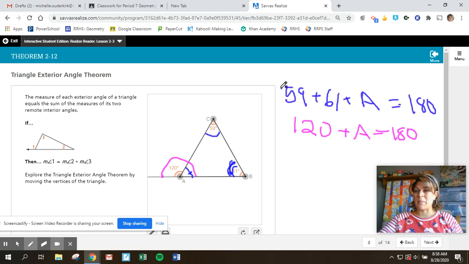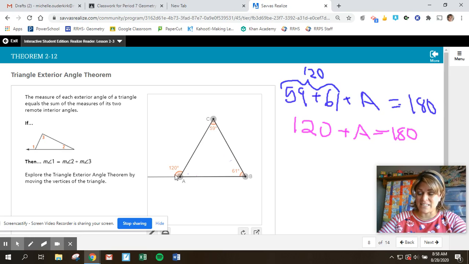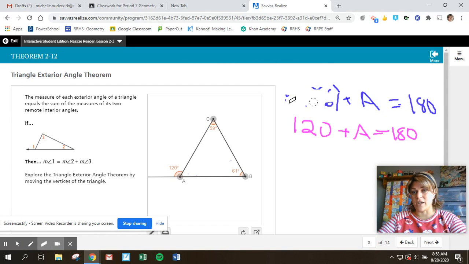So let's combine these really quick. 59 plus 61, hey, that is 120. And it will be like that every time. So these two interior angles, let me erase all this mess, these two remote interior angles add up to the exterior angle every time. And that's called the exterior angle theorem, or triangle exterior angle theorem.